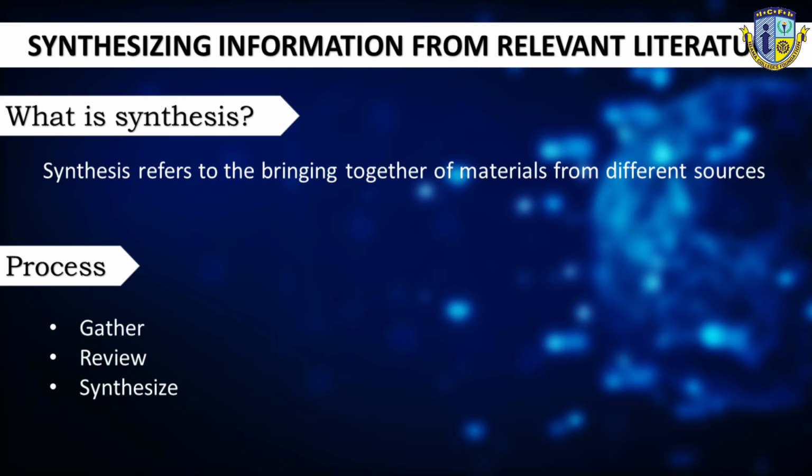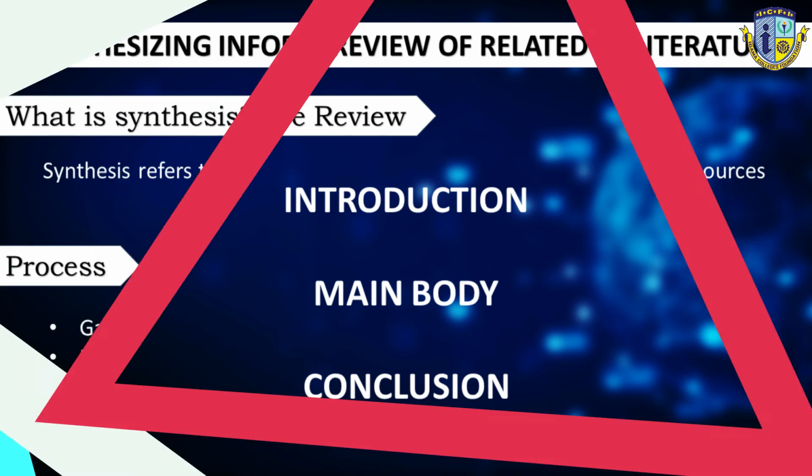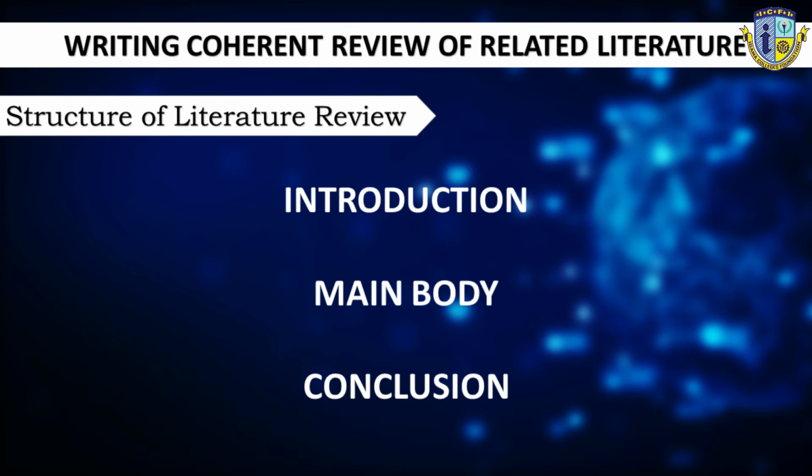Now, how to synthesize? Simply, first, gather literature that addresses your research question, and then review them and take notes. Describe, summarize, analyze, and identify key concepts. And then lastly, you are going to synthesize the literature. You may compare and contrast, critically evaluate, and interpret so that you can draw conclusions. Also, literature review, as in any form of writing, demands the observance of coherence.